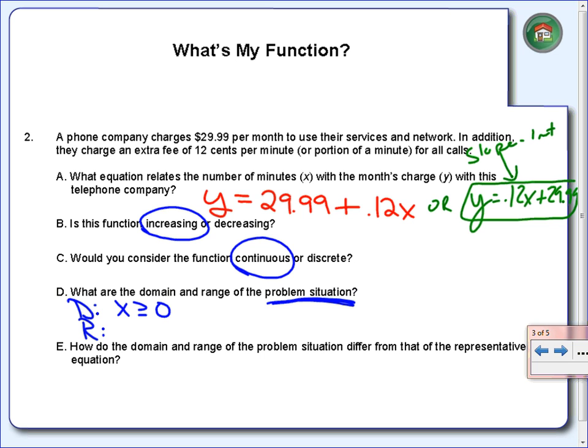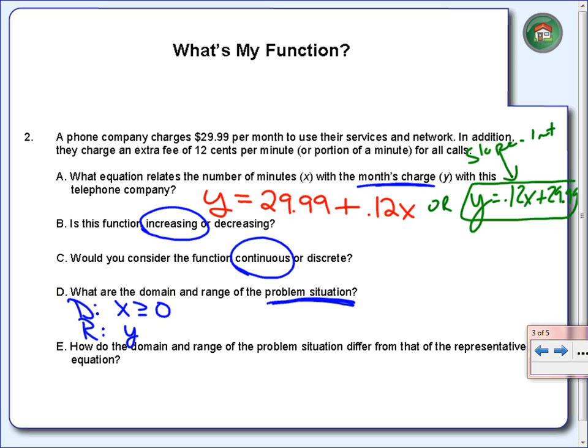What about the y values, the range here? Well, first of all, what do those y values represent? They represent the month's charge, or how much they're charging you per month. So let's think about this. What kind of y values are we going to have? Or what kind of monthly charge are we going to have? Can I have negative values there? Can you have a bill of negative 20 bucks? No. So what do we know about our y values? What kind of numbers do they have to be? Positive numbers.